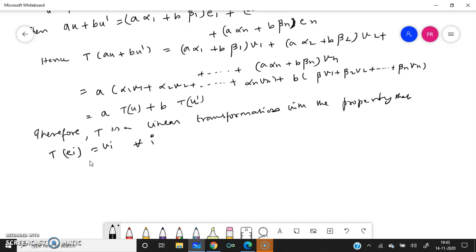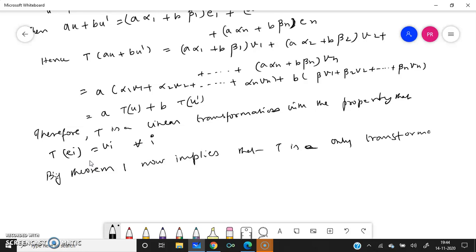So therefore, by theorem 1, it implies that T is a unique linear transformation with the above property. So uniqueness is also proved.